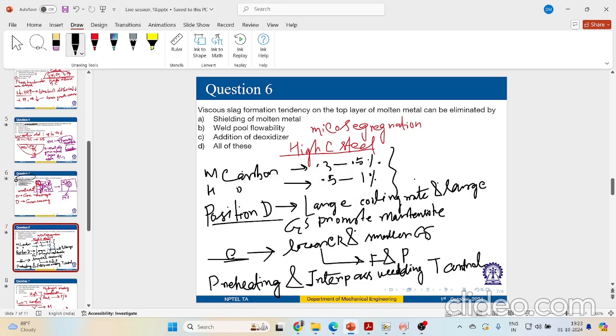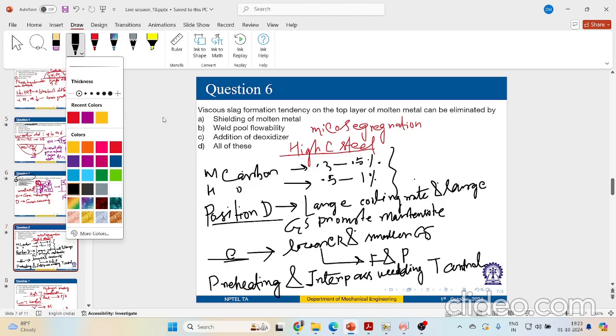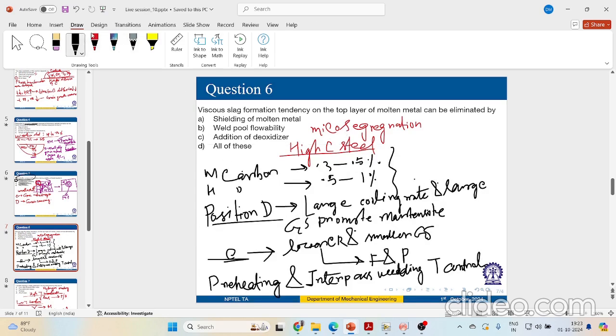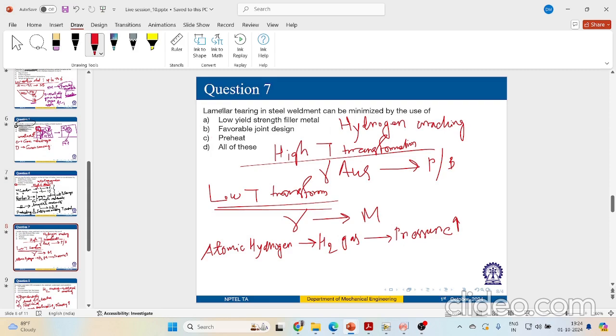The next question. Viscous slag formation tendency on the top layer of the molten metal can be eliminated by shielding of molten metal, yes. Improved flowability, also yes. Addition of deoxidizer, that is also true. So D is my correct option, right? I believe there should not be any confusion over here.